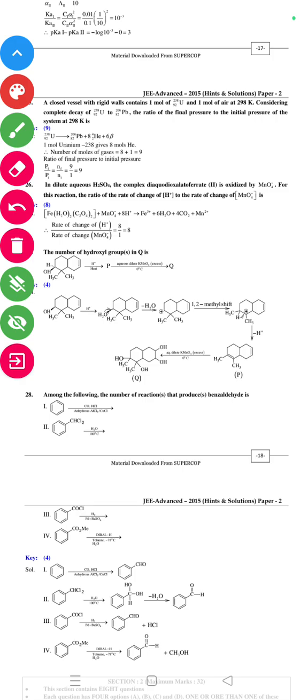1 mole यूरेनियम देता है 238 gives the 8 mole of the He. Number of the mole of the gas is 8 plus 1 is equal to 9. So ratio of the final pressure to the initial pressure, P final by P initial, n final by n initial is equal to 9 by 1, कितना आ जाएगा 9. तो इसका आंसर आएगा 9.